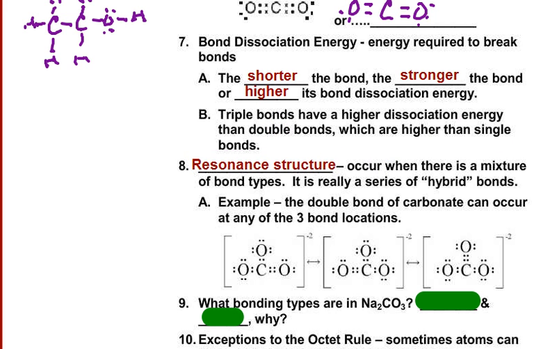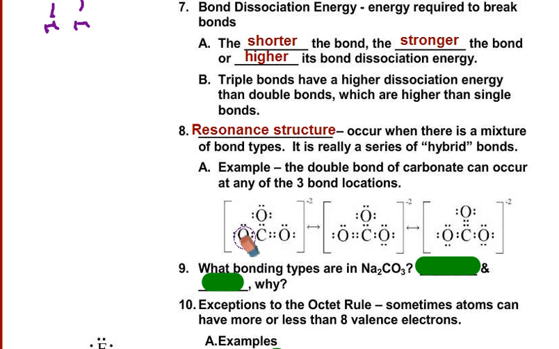See, we also have resonance structures. Now, you may have noticed that with the carbonate, the CO3 2 minus, the one that we did at the bottom of the previous page, it can actually be drawn one of 3 ways, where you can have the triple bond between this oxygen, that oxygen, or that oxygen, and all 3 of those oxygens would be different.